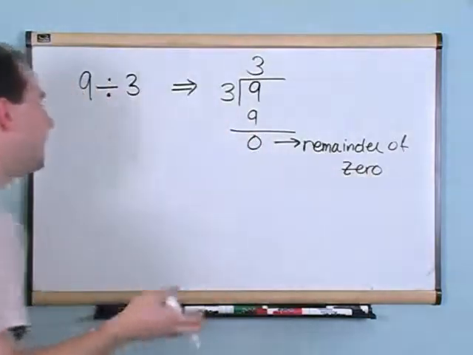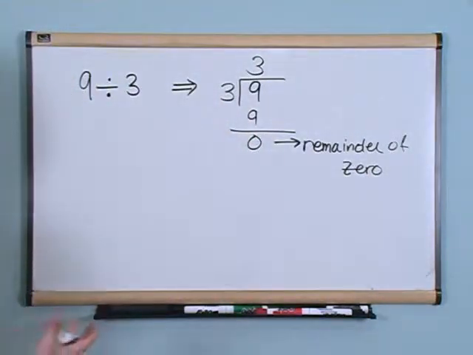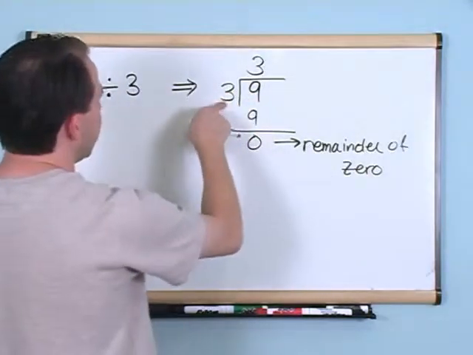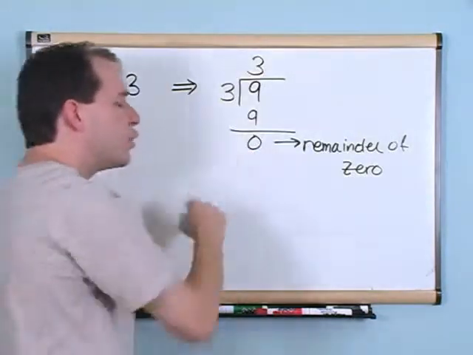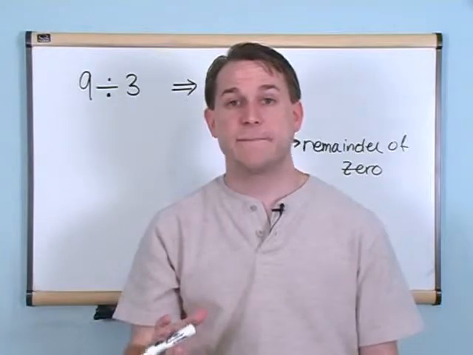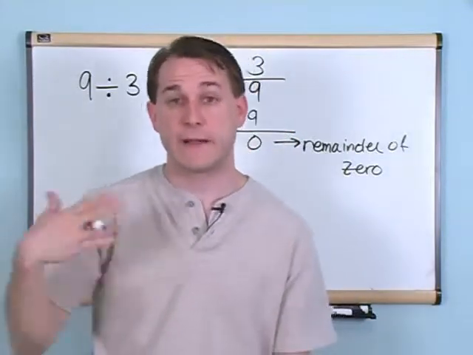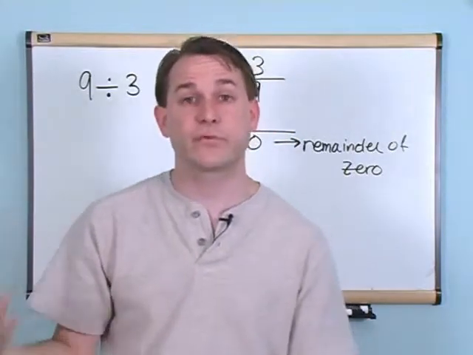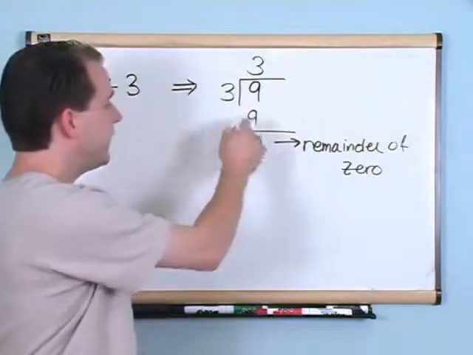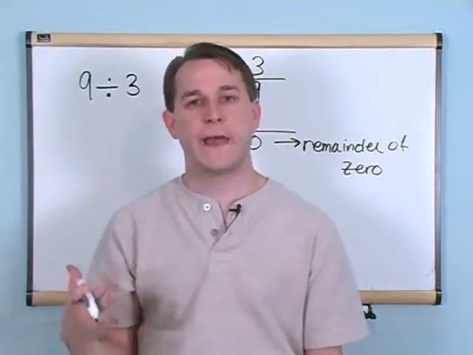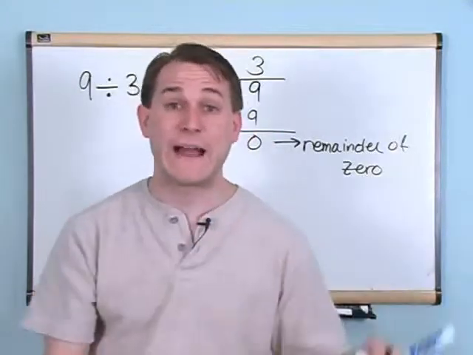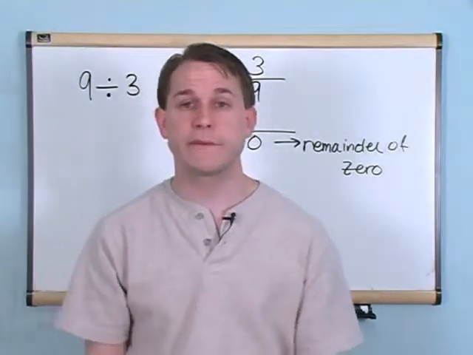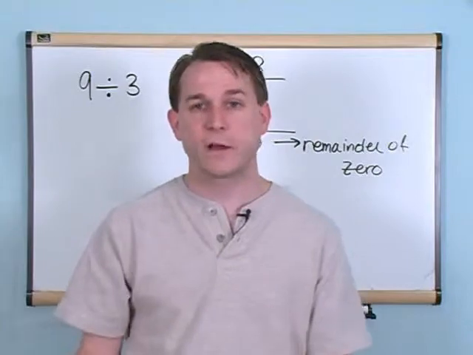What that means is I've fully divided everything, okay? It means I started with 9, I divided by 3, and the answer I got was 3, and I had no remainder. That means there's nothing left over. In other words, 3 was able to be divided into 9 an even number of times with nothing left over. And that's all it means, okay?